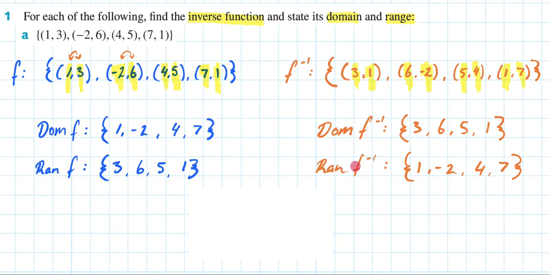But the reason why I spent some more time figuring out my domain and range for the function is so that you could see something. And that is the fact that my domain of f is the same as the range of the inverse function, 1, -2, 4, 7. And the range of my function is the same as the domain of the inverse of the function, 3, 6, 5, 1.